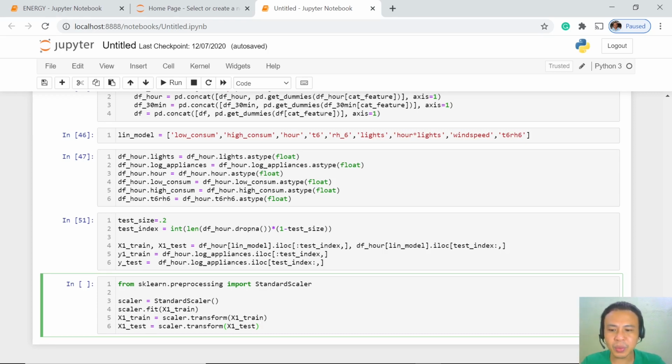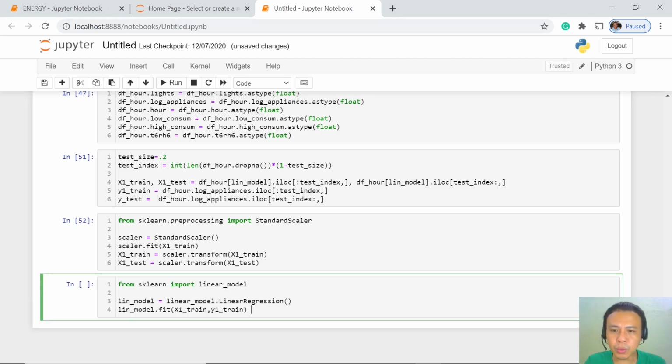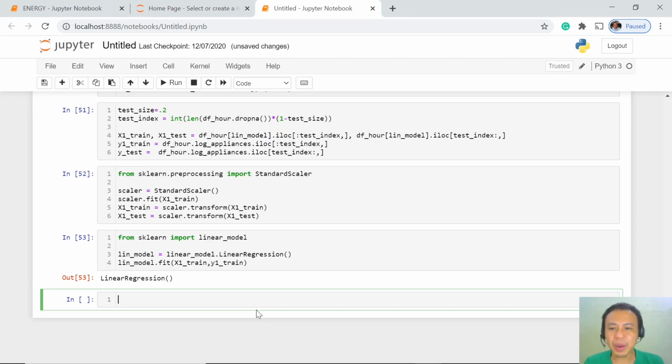So let's run this. And the next thing that we are going to do after we have already standardized our data is we're going now to train our model. Of course, we have here the different hyperparameters to consider. So let's have this one. So now we are ready to run this. So there you go, guys. We have already trained our model on our data.